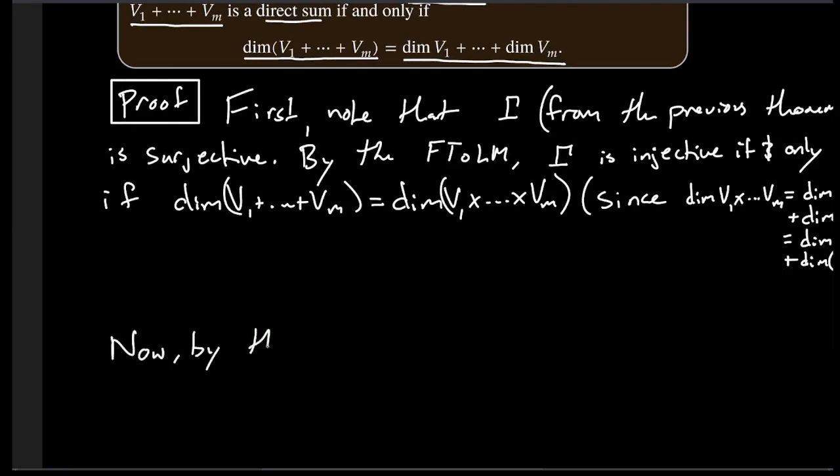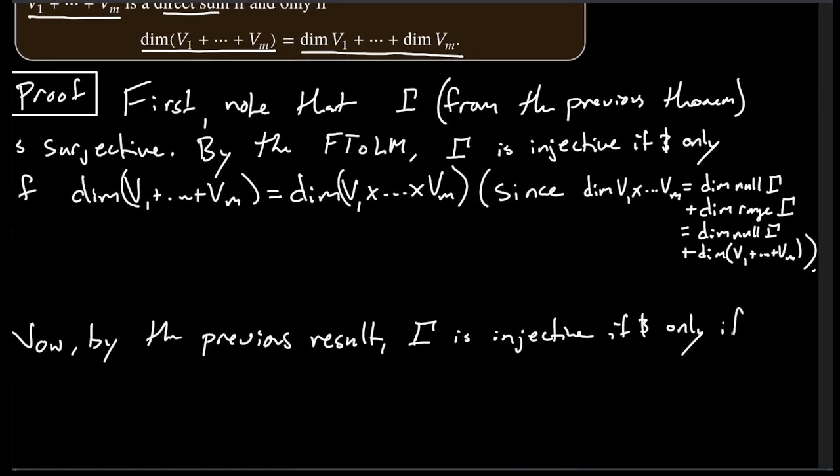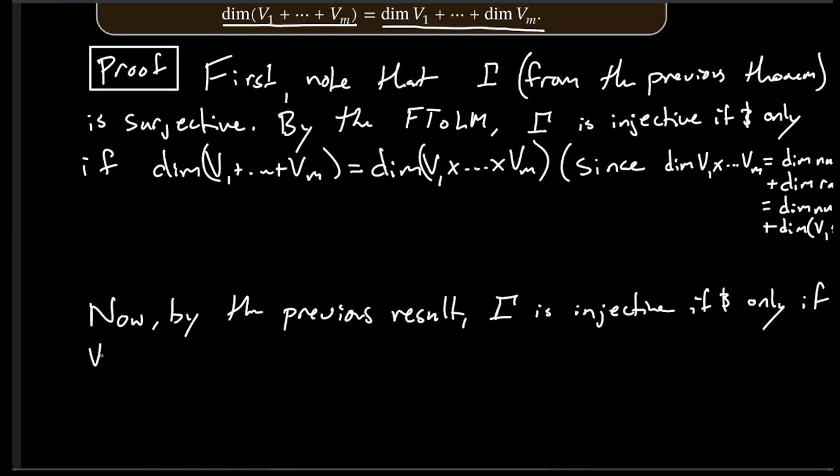Now, by the previous result, I will say, maybe I shouldn't say if, I should just say gamma is injective if and only if V1 plus dot dot dot Vm is direct. Okay.